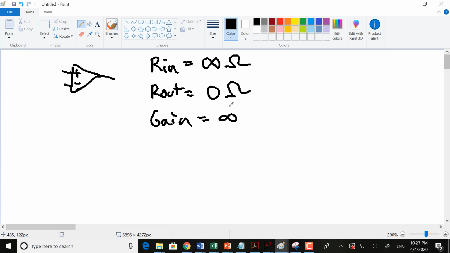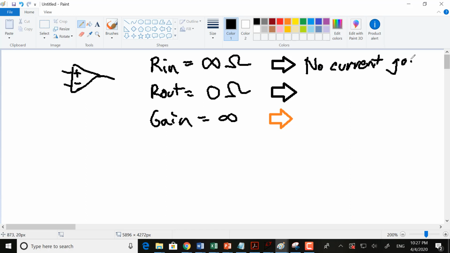Some of these actually mean something else. They're shorthand for something else. For example, an infinite Rin means that no current goes into the inputs.